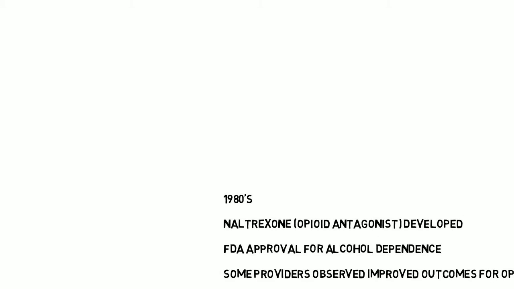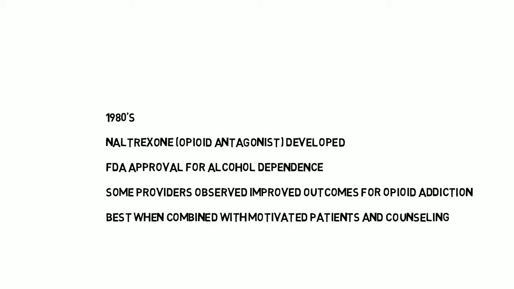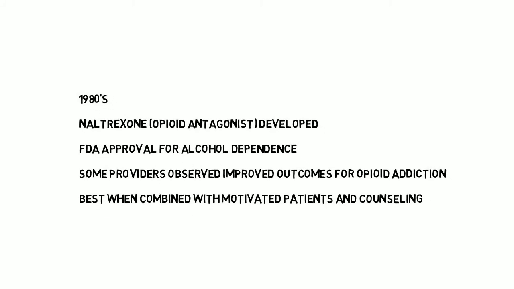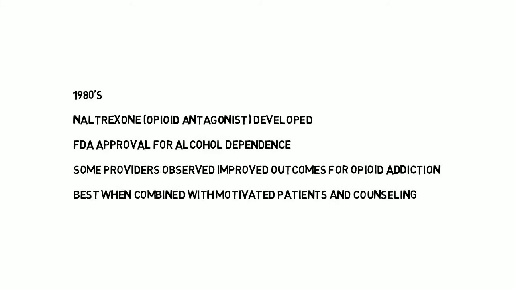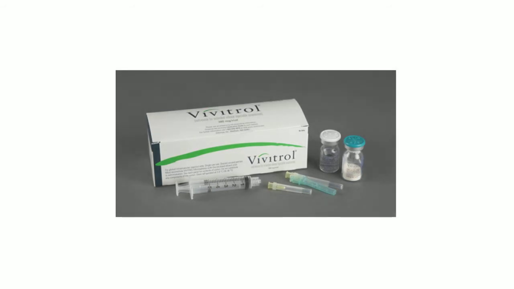In the 1980s, naltrexone, which is an opioid antagonist, was developed, and it did receive FDA approval for alcohol dependence. Because addiction is usually multi-pronged, polysubstance abuse is more common than just single substance abuse. So a lot of the providers that were using naltrexone for their alcohol-dependent patients also were treating opiate-dependent patients. And they did notice that the patients that were addicted to opioids that had gone through detoxification, when combined with counseling and the use of naltrexone, they demonstrated significantly decreased relapse rates.